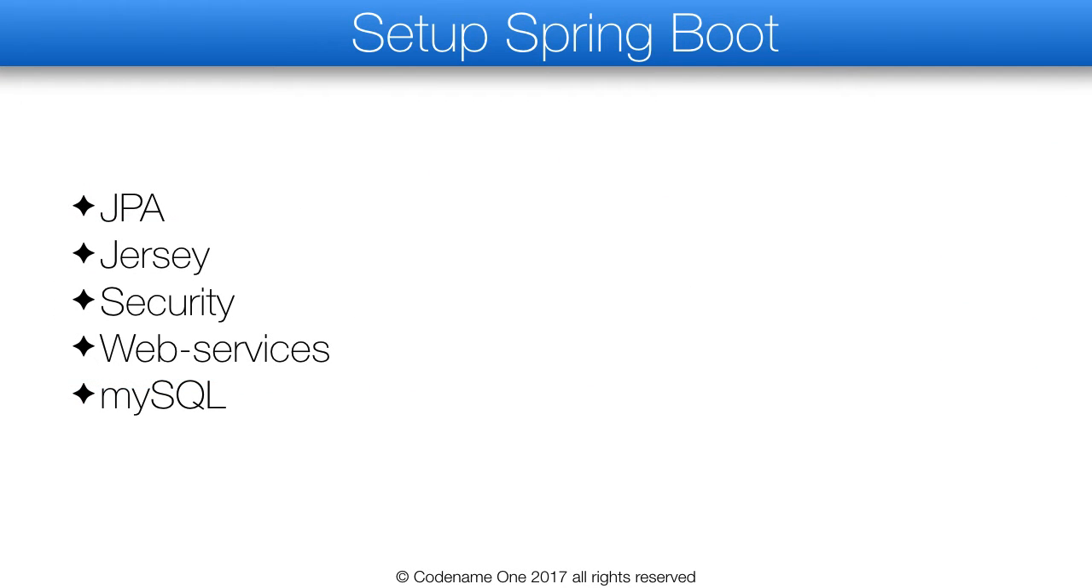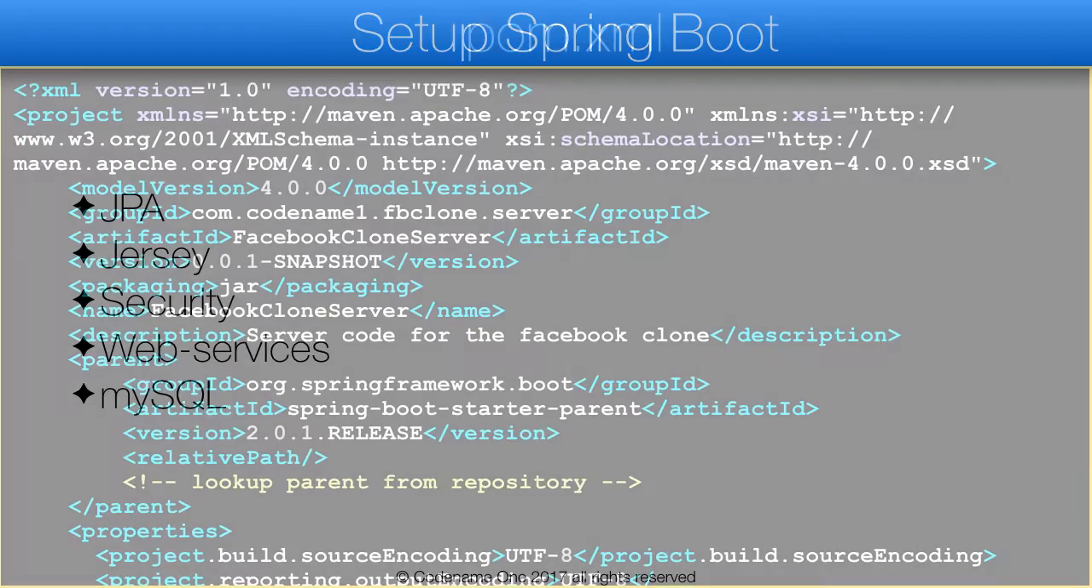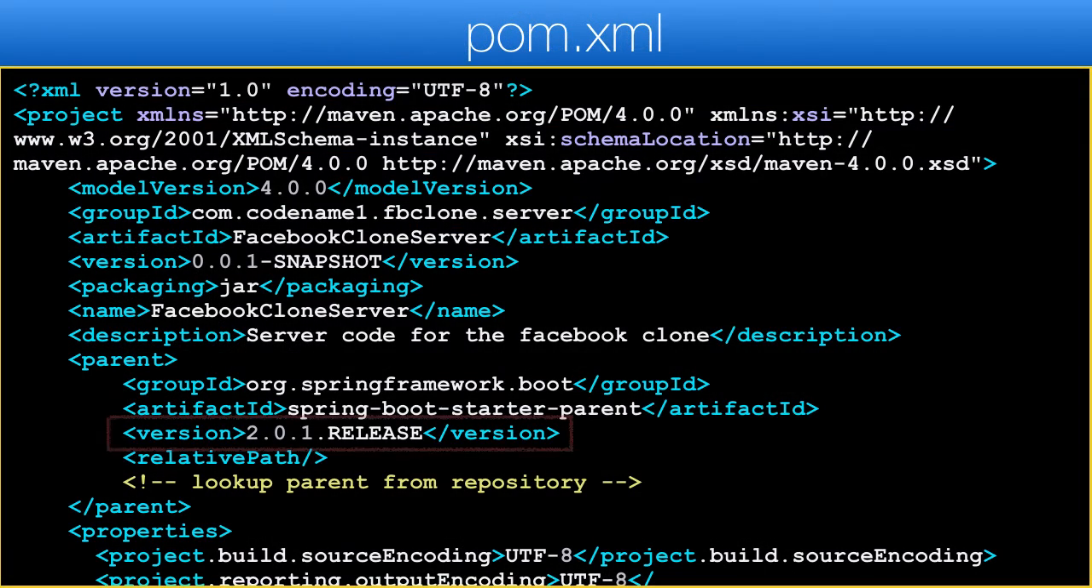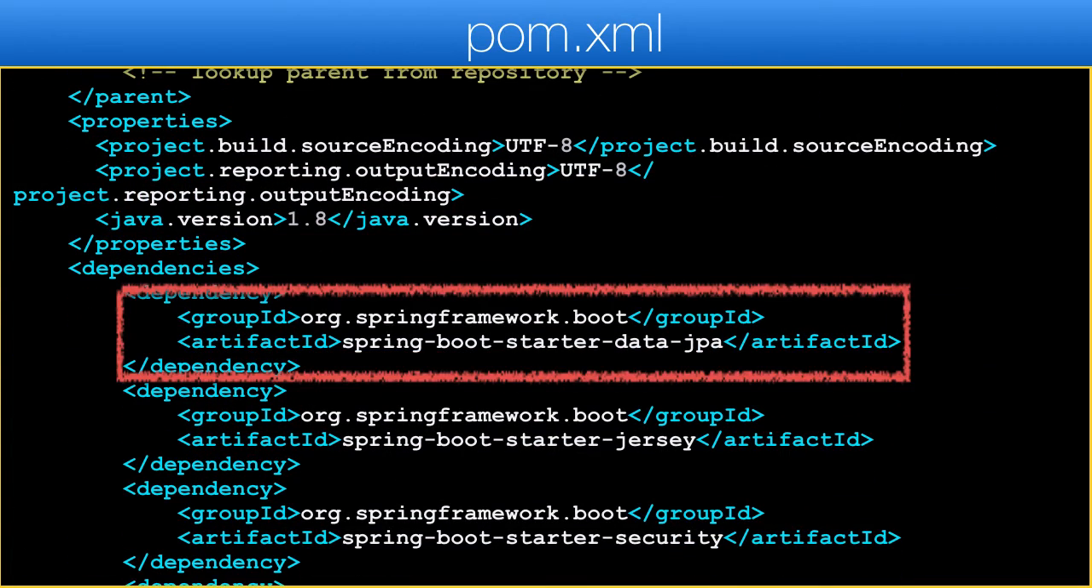I'm assuming you have MySQL installed and ready to use. So the next step is the new Spring Boot project. We will need the following features from Spring Boot: JPA, Jersey, security, web services, and MySQL. For completeness, this is the POM XML file dependency section. Notice I'm using Spring Boot 2.